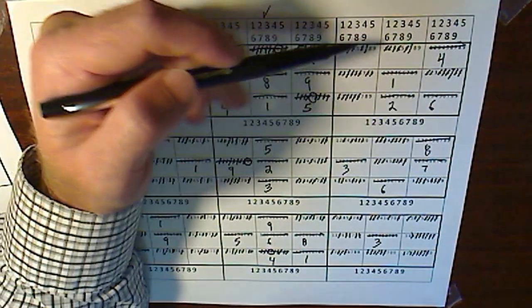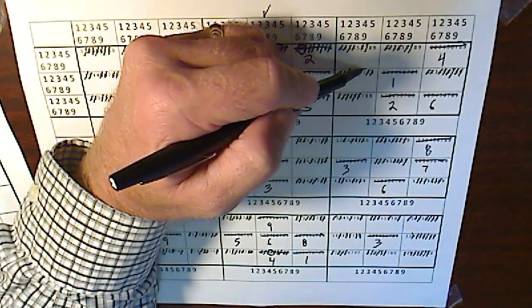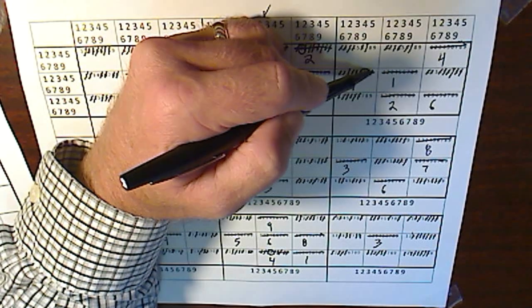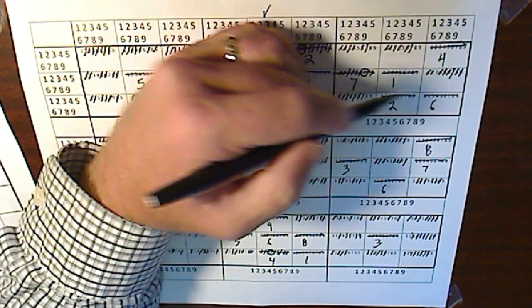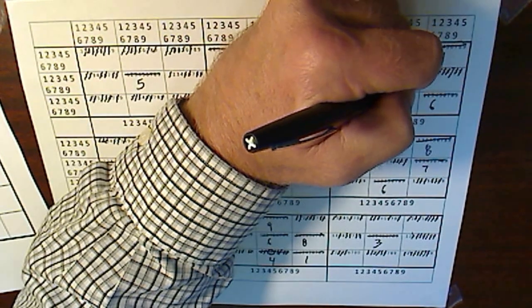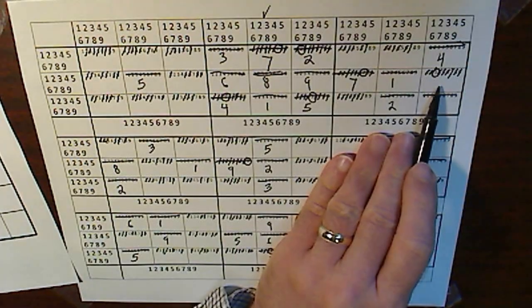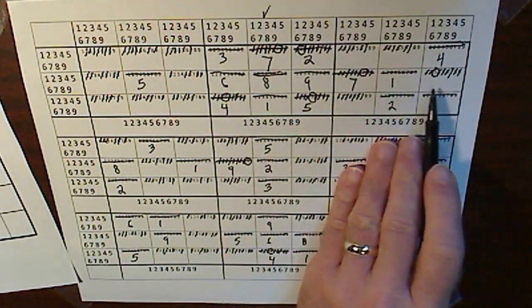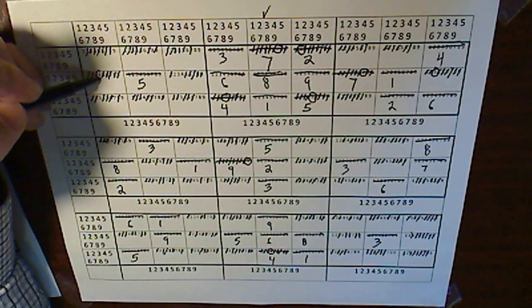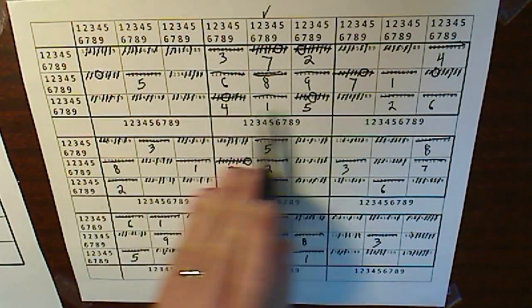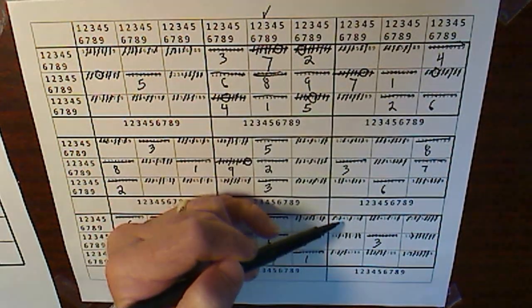I'll continue scanning. There is a unique 7 here. I'll fill it in, cross out its bar, cross out the 7s in the box. I'll notice this unique as I went past it. I'll circle it so I can come back to it. The box, the row, cross out the 7 here, and the 7 here. This 4 now becomes unique. And cross out the 7s in the column.